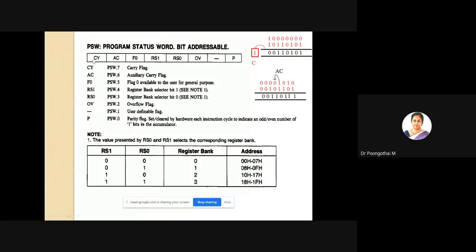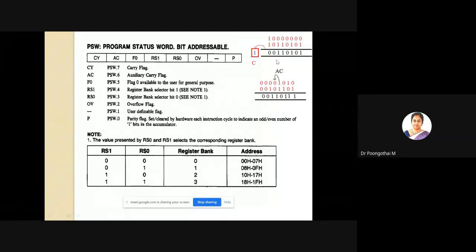So 4 flags: carry, auxiliary carry, overflow, parity. Carry depends on your D7 bit. If any additional carry is generated from the D7 bit, the carry flag will be set. In case of auxiliary carry, if a carry is generated from D3 to D4, the auxiliary carry flag will be set.